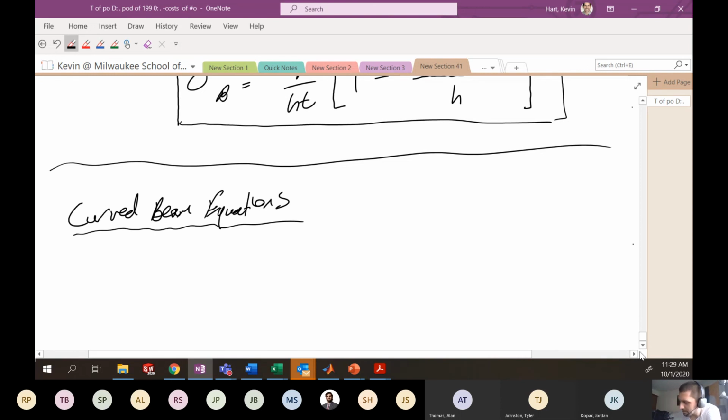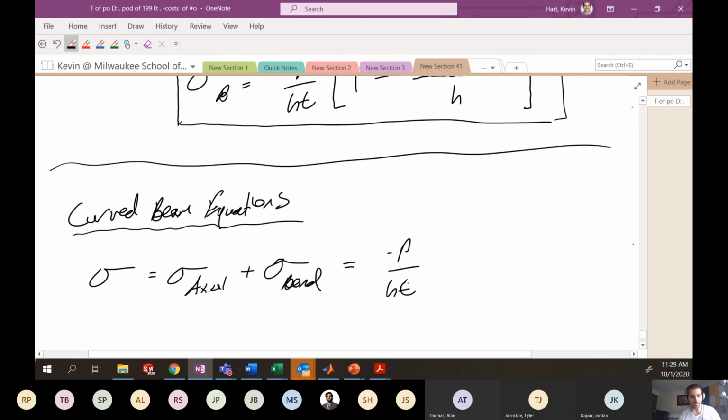All right, it's the same idea. The stress is some axial component plus your bending component. The axial component is still going to be the same, something like negative P over HT, but now the bending component is different, and we're going to utilize our new equation that we have for curved beams and bending.